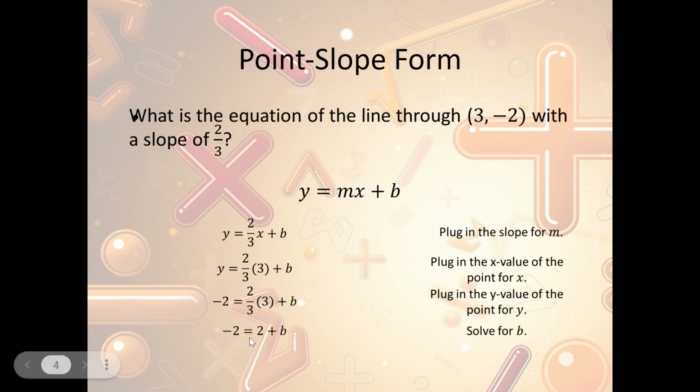So we got -2 is equal to 2 plus b. Now we just solve by subtracting 2 from both sides. And we're left with b is equal to -2 minus 2, which is -4. So b is -4. So that is the y-intercept. Now we can put that into the equation. So we have y = 2/3 x, because that was our slope, and b is -4, so that's our equation.